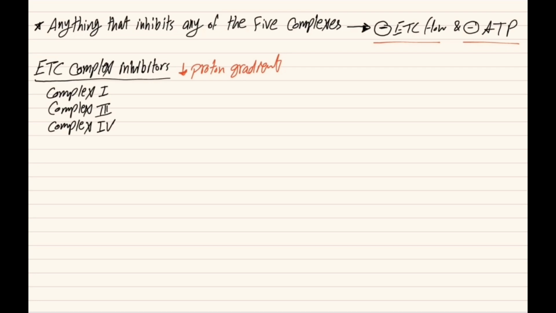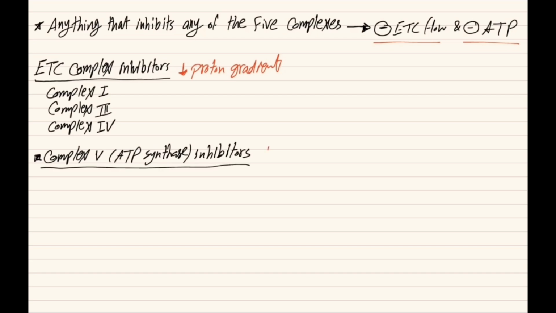So what about complex 5 inhibitors? It's basically the same as we just said, but with just a tiny bit of change. It increases the proton gradient because you're not letting the poor protons into the matrix, as we said. So complex 5 or ATP synthase inhibitors will decrease electron transport chain flow and decrease ATP synthesis but increase the proton gradient. The last thing is called uncoupling agents.